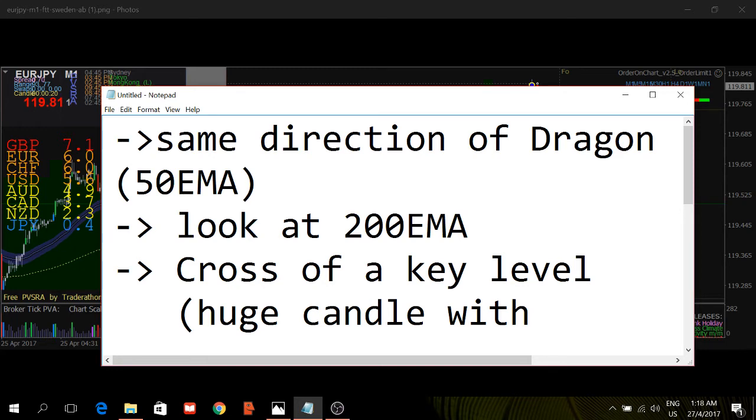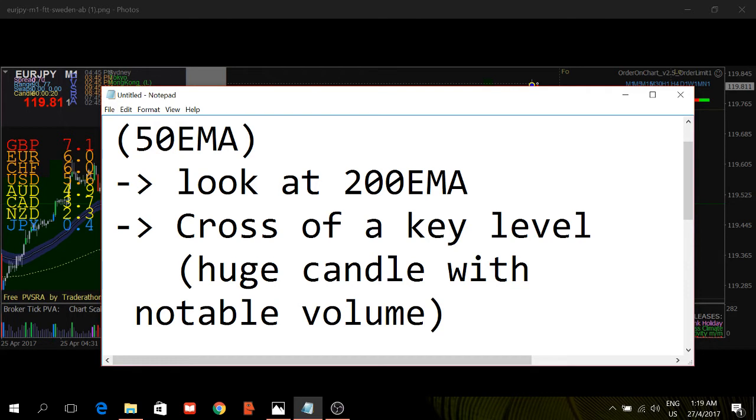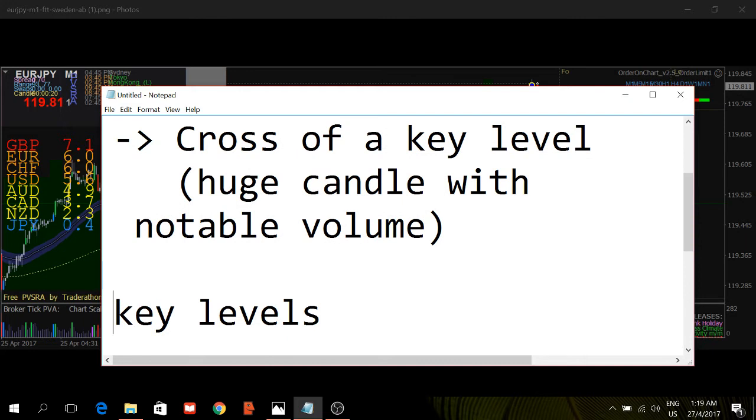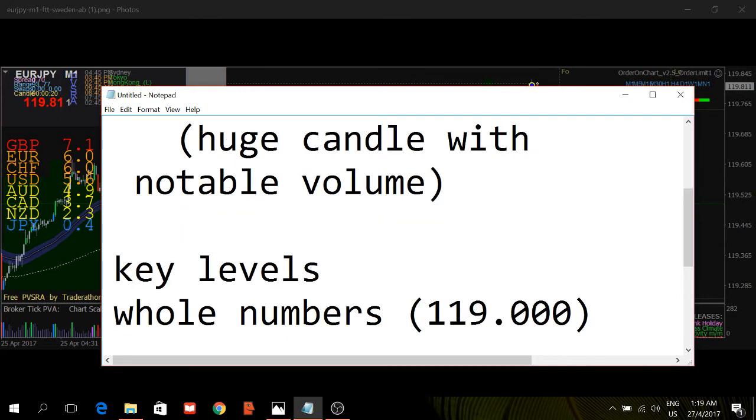So lastly, the last thing that I look for is a cross of a key level, with a huge candle and notable volume. If you don't know what a key level is, key levels can be whole numbers. It would be anything that finishes with 000. In this case, we're trading Japanese yen pairs, so we look at the last three digits. Anything finishing with 000 is a whole number.